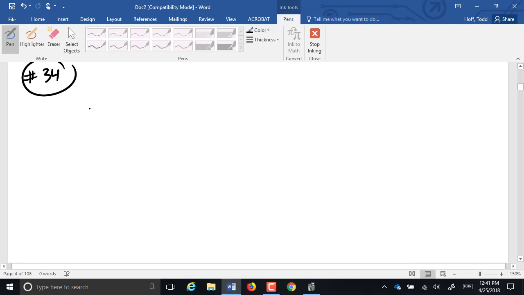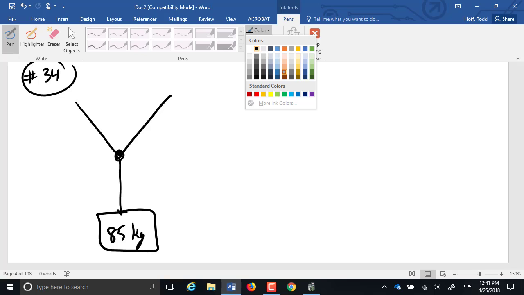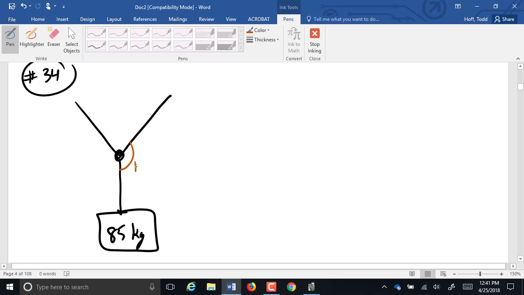So for number 34, we have hanging in some sort of a harness, an 85-kilogram mass hanging down. We have angles here. This angle is 128 degrees, and this angle over here is 148 degrees. Well, what we really want from those angles is the angle from the horizontal. From the horizontal, this angle would be 90, so this has to be 38. Over here, this angle would be 58 degrees.